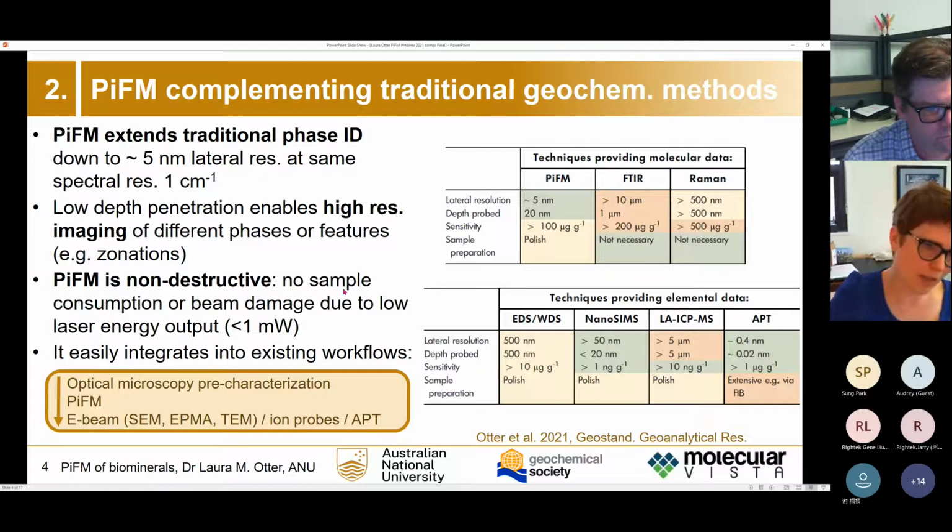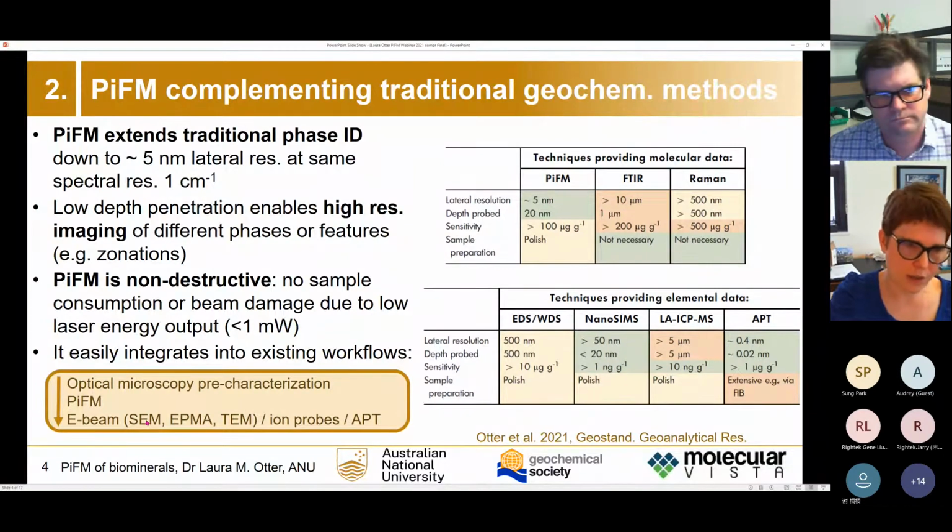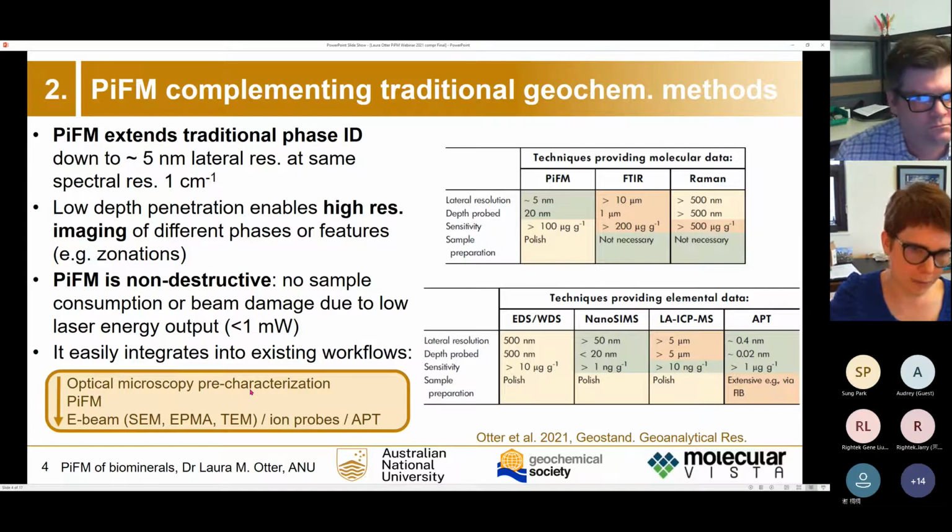And the way I think this would ideally integrate into existing geochemical workflows is by continuing to do optical microscopy pre-characterization techniques that we have all been using all the time, then doing PFM because it doesn't change the sample at all, and then carrying out any kinds of methods that need a bit of change to the sample surface, such as coating or destructive analysis, like APT, for example.